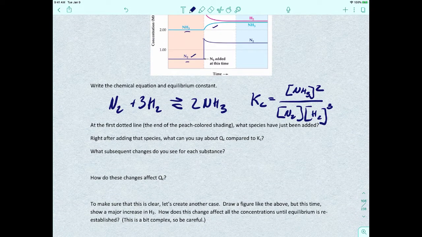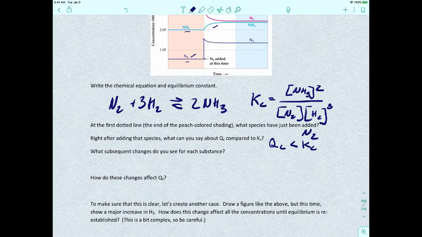So right after that, here's our question. I just talked us through it. Right after adding that species, which was N2, what could we say about the reaction quotient compared to Kc? Well, at that point, the reaction quotient was actually less than the equilibrium constant. And that's how we knew we weren't at equilibrium anymore.